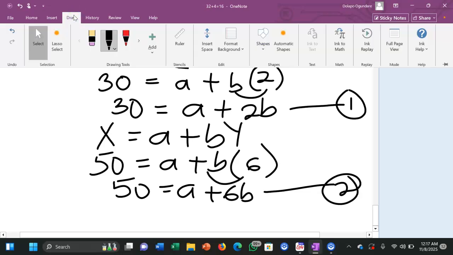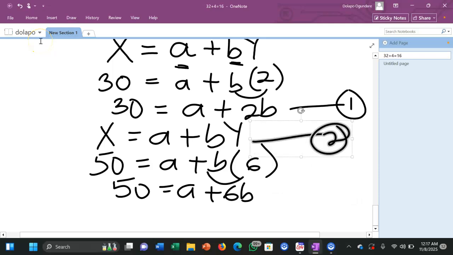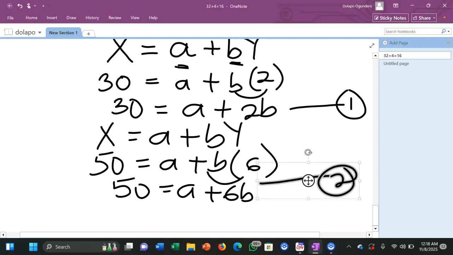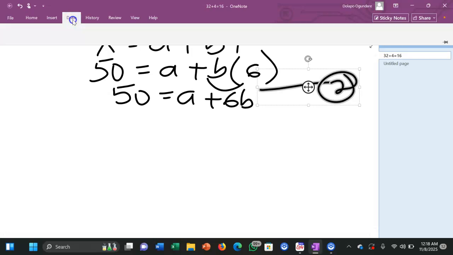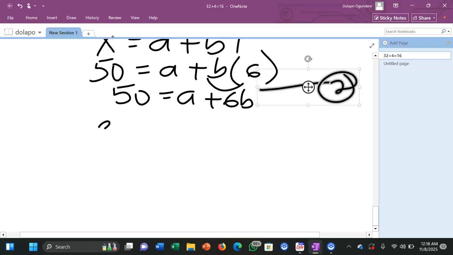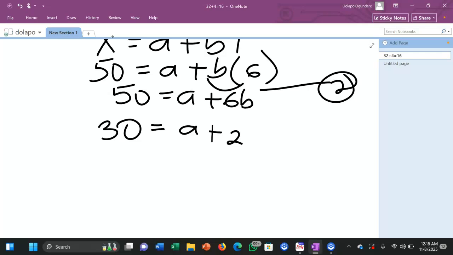So when we bring them together, we are going to find the values of the two constants. So let us put them together. What do we have? The first equation says 30 equals a plus 2b, while the second equation says 50 equals a plus 6b.